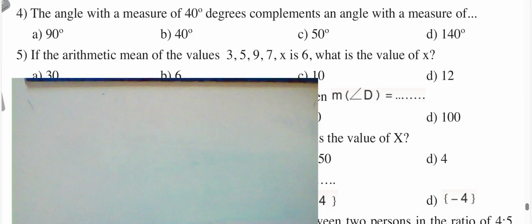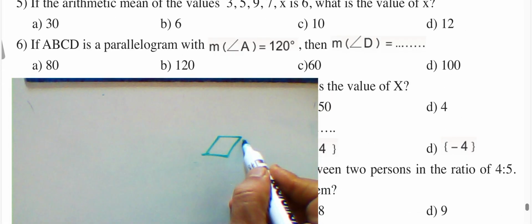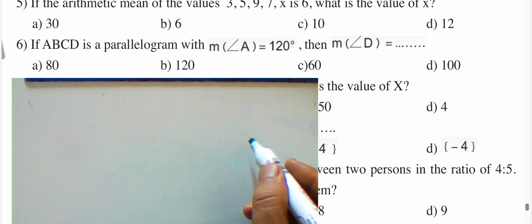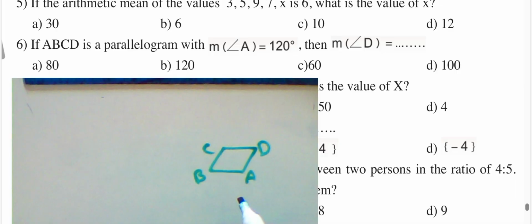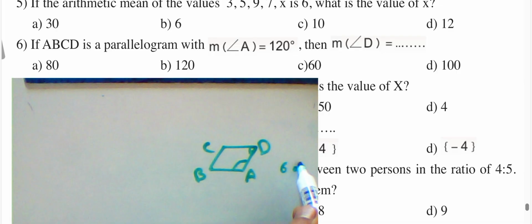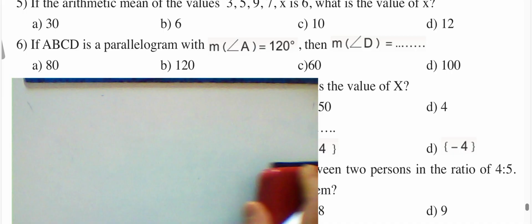Next question. ABCD is a parallelogram like this. The measure of angle A is 120 degrees. We know the properties of a parallelogram: the sum of the measures of each two adjacent angles equals 180 degrees. We call them supplementary angles. He gave me the measure of angle A as 120, and the measure of angle D equals 60 degrees. The sum of them equals 180 degrees. We call them supplementary angles.